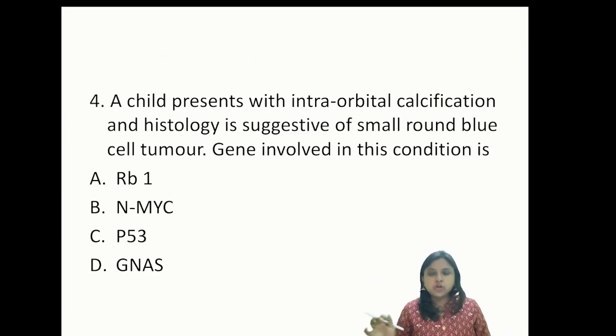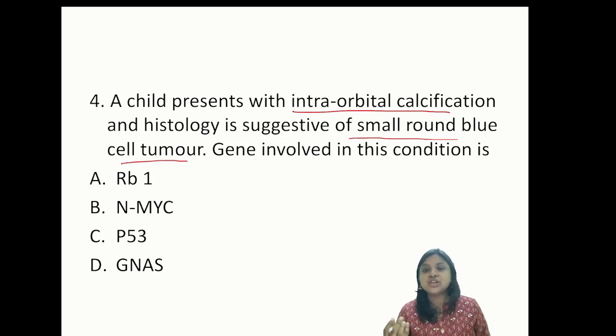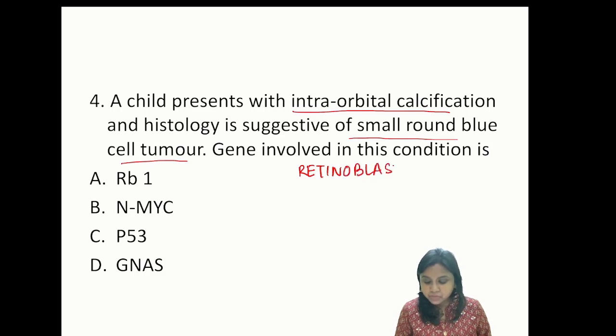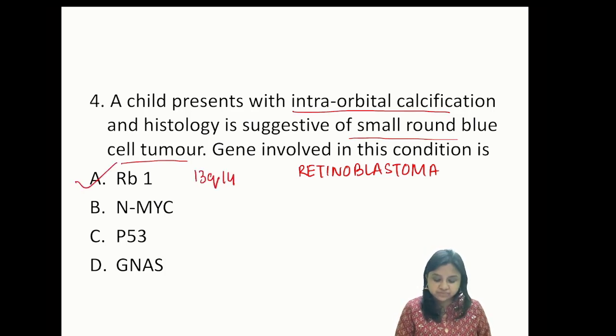Okay. Now coming to the next question. A child presents with intra-orbital calcification and histology is suggestive of small round blue cell tumor. So gene involved in this condition is... It is a very easy question. It is telling me about one of the most common inherited childhood tumors. That is nothing but retinoblastoma. And the gene involved is RB1 gene, which is located on chromosome 13q14.